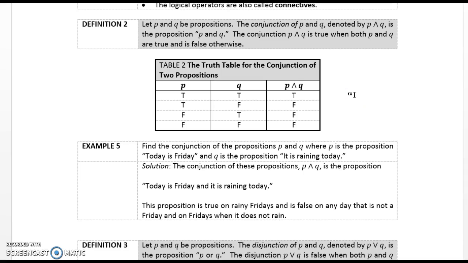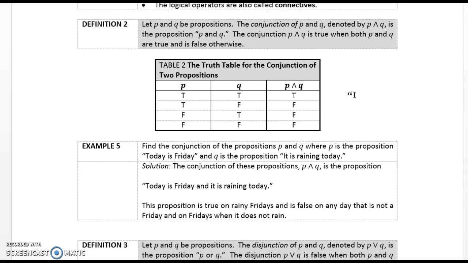Definition 2. Let P and Q be propositions. The conjunction of P and Q, denoted P and Q, is the proposition P and Q. The conjunction P and Q is true when both P and Q are true and false otherwise.